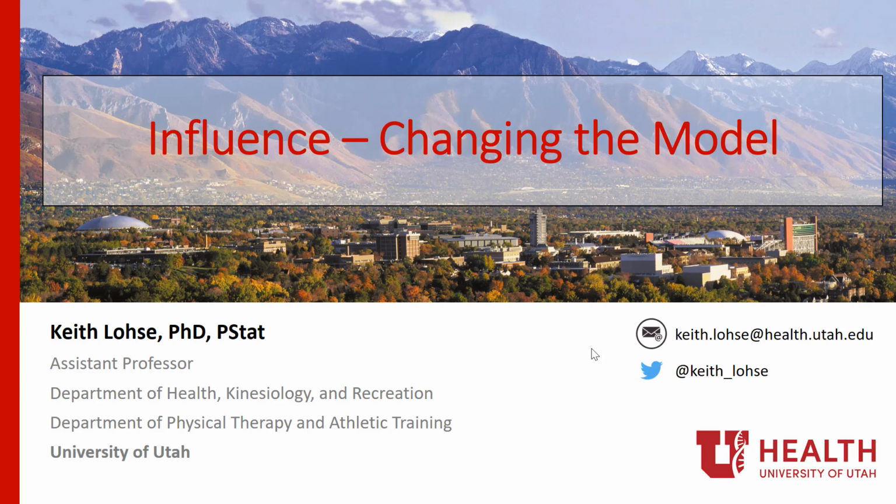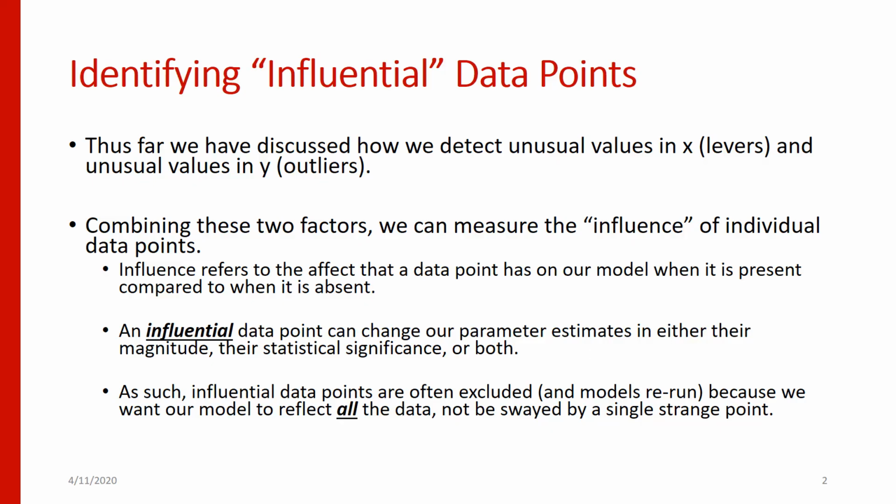influence, to talk about how an individual data point or an individual error term might be creating a substantial effect on our model that really changes the interpretation of our model, either in terms of the magnitude of the parameters or the statistical significance of the parameters, or both. So when we're talking about influential data points, we're really talking about combining unusual values in X, or the leverage, and unusual values in Y, or the outliers that we've discussed so far. Combining these two factors, we can actually get different types of measurements of influence for the individual data points.